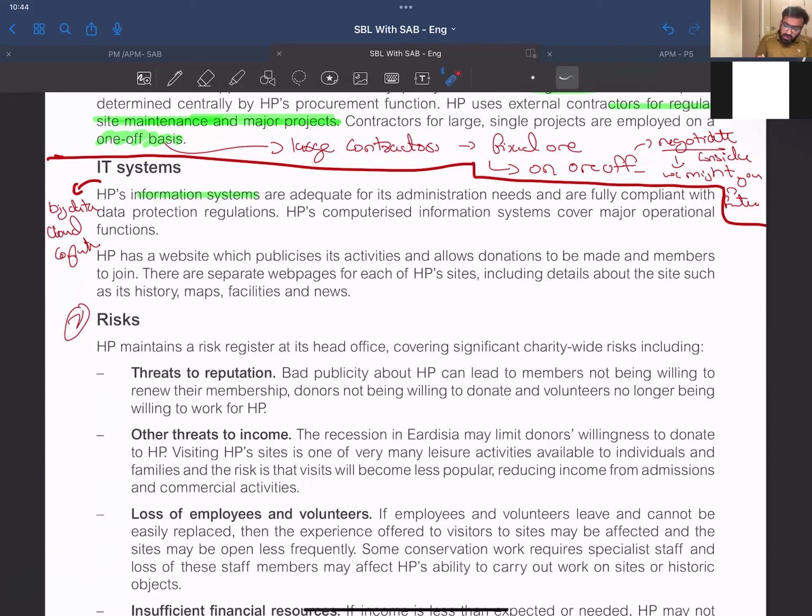So are adequate for its administration needs and are fully compliant with data protection regulations. HP's computerized information system covers major operational functions, right? So it has a website, which is also discussed later on as well.